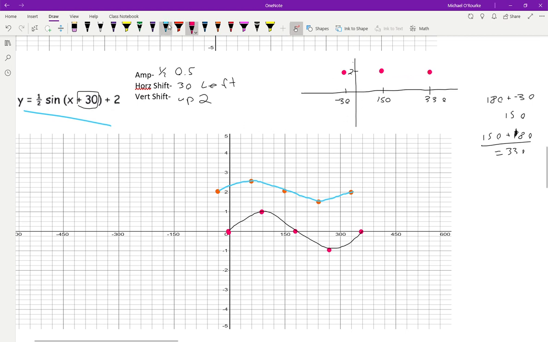And I know my amplitude's half, so I'd mark a 2.5 and a 1.5. Then I go halfway between them. Put a dot up here, halfway between these two, put a dot down there. A level 4 student would mark this as a 150 plus 90 would be 240. And then 150 minus 90 would be 60. That's if you were doing it just on paper.